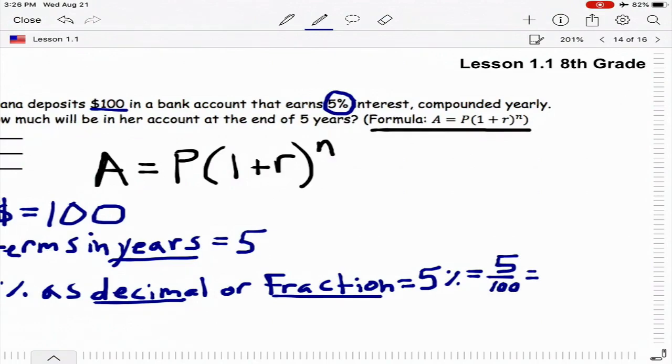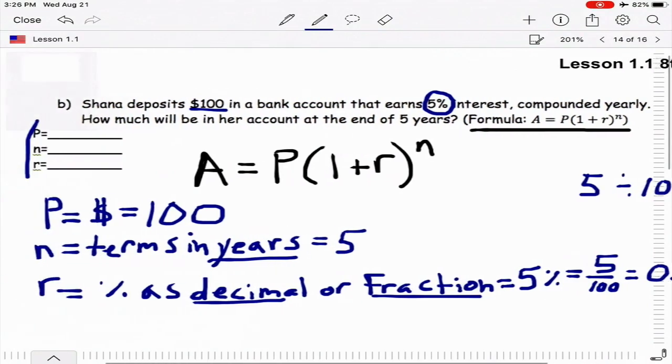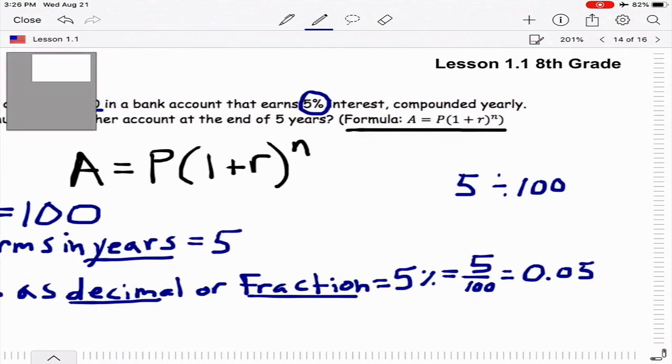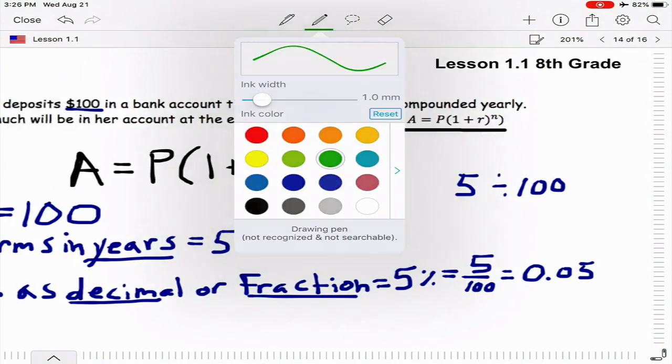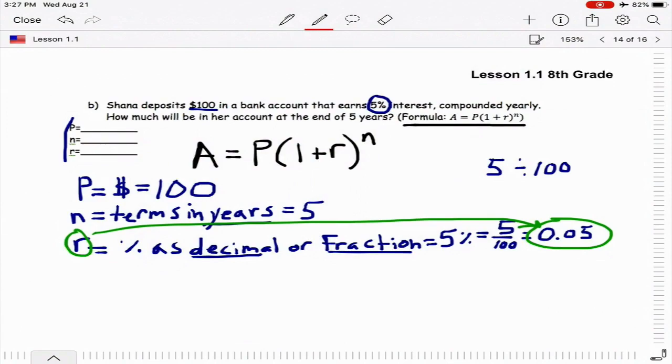And then I would convert it to a decimal by putting in the calculator and just doing 5 divided by 100. Please understand that you're reading it like a book. So top number in first, bottom number in second. In your calculator, you're doing 5 divided by 100. And you should get 0.05. So technically, my R is 0.05. That's the hardest part. Now all you gotta do is plug it into the formula and take it from there.